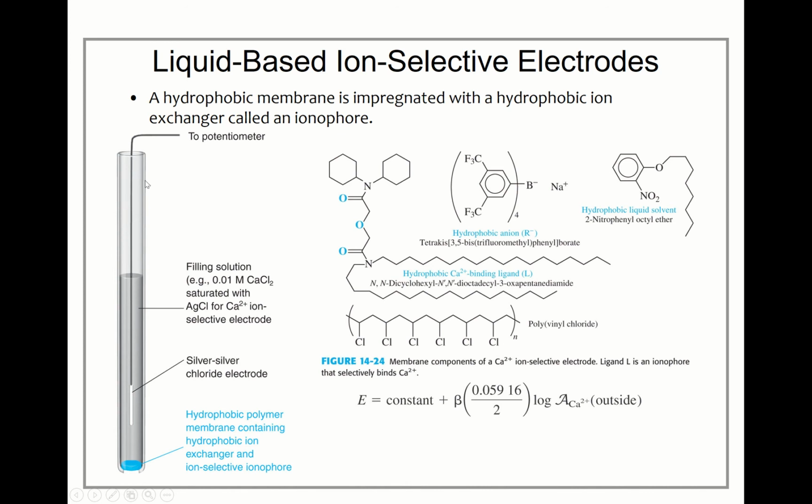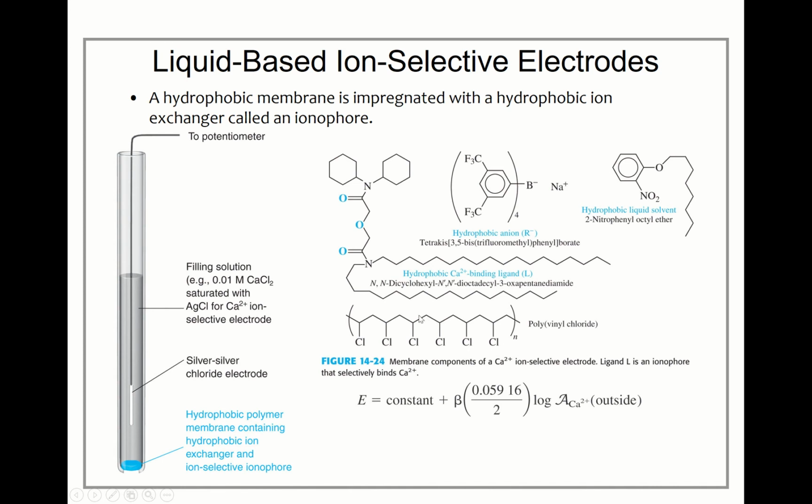Here you take this glass tube, and at the end there is a hole, and you put a hydrophobic polymer membrane here. This polymer membrane is simply a support. Inside this polymer membrane you impregnate the hydrophobic ion exchanger and the ion selective ionophore. So actually, you need several other species. For example, in this case, the hydrophobic membrane, you use this polyvinyl alcohol, and then you need the ionophore.